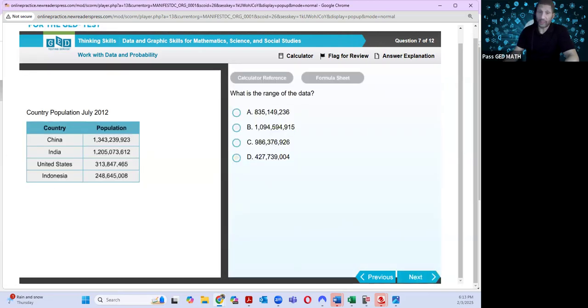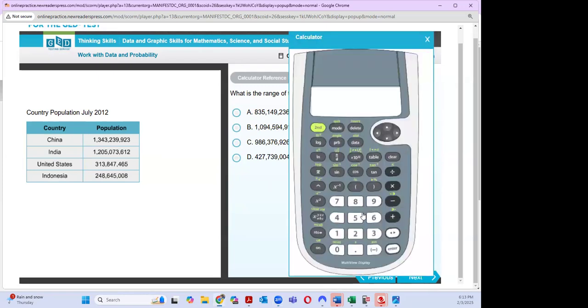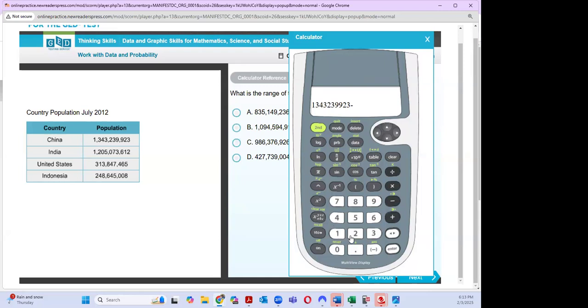What is the range? Again, so tell me the range. How would you calculate the range? The range, you take the largest number and minus the smallest number. What's the smallest number? I have to see the numbers. I don't see the numbers. Oh, okay, I see it. The smallest number is 248,645,008.